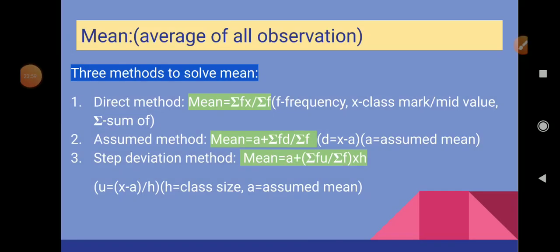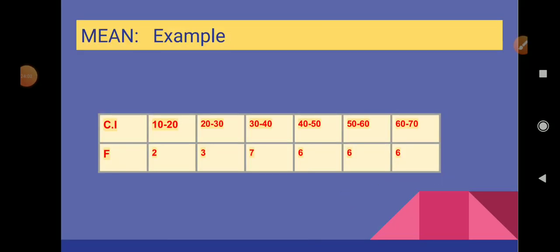So now let us consider one example. Here I took one example. We'll solve it in all three methods. Please concentrate from now, please look and observe. We have to find the mean here.